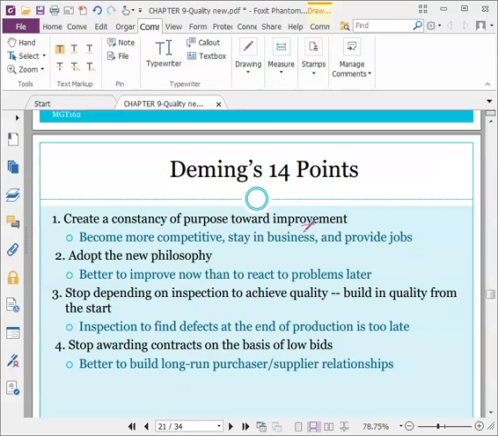And then yang kedua, adopt the new philosophy. Better to improve now than to react to the problem later, okay. Untuk mengelakkan, okay, masalah yang akan datang, so better now sekarang ni yang you improve, okay. So that is the meaning of adopt the new philosophy.